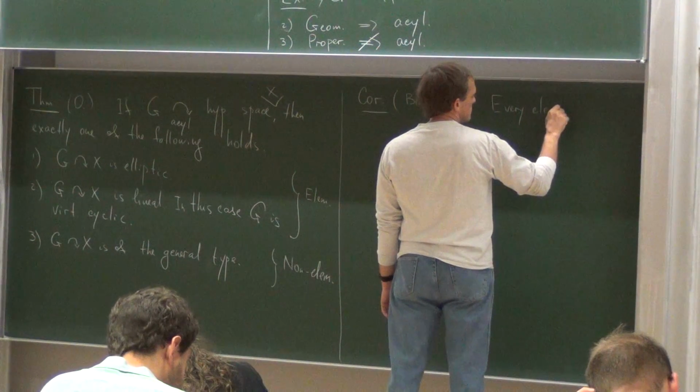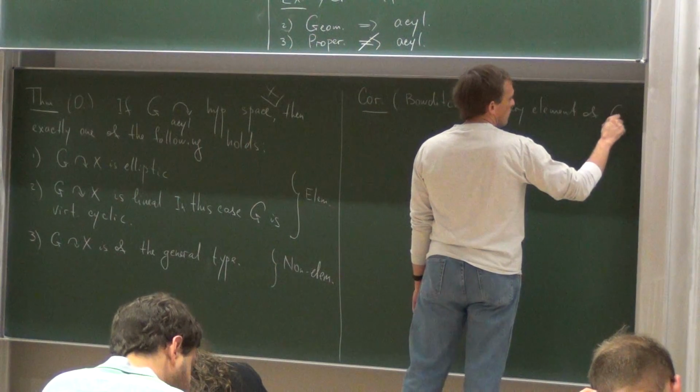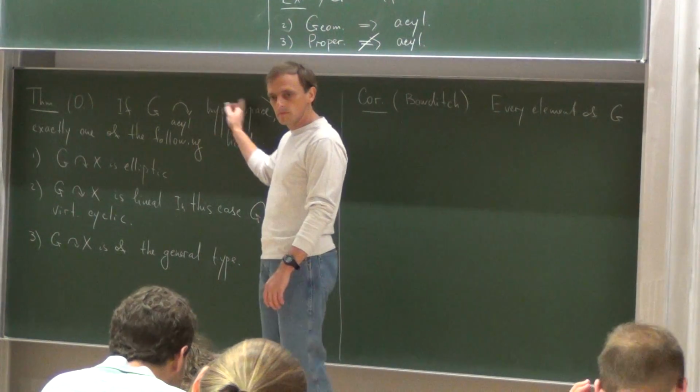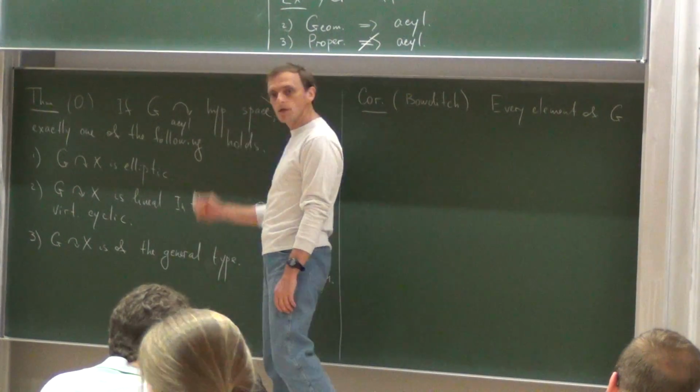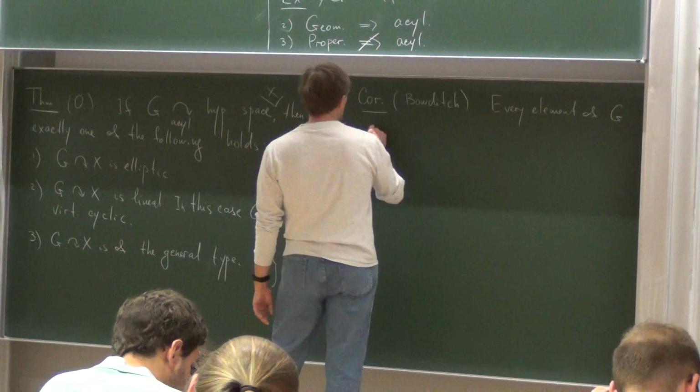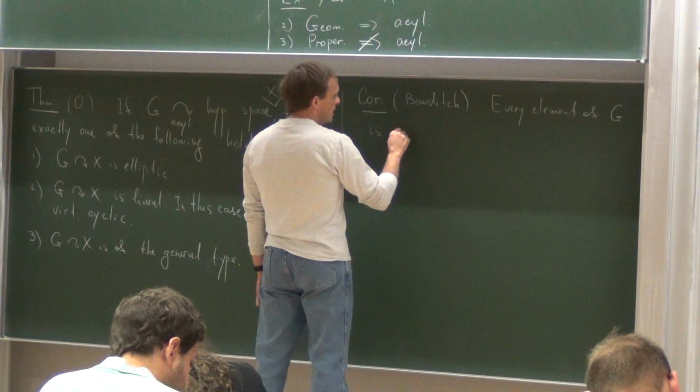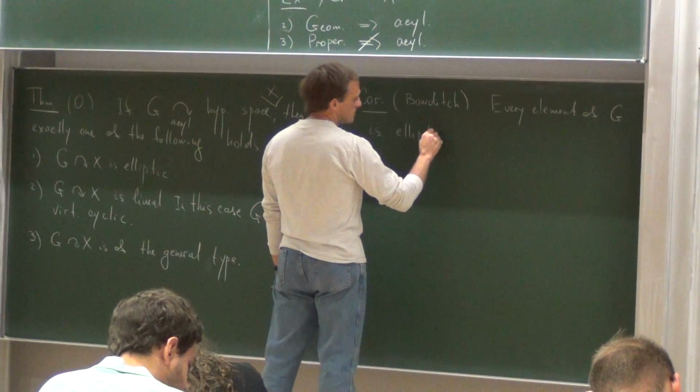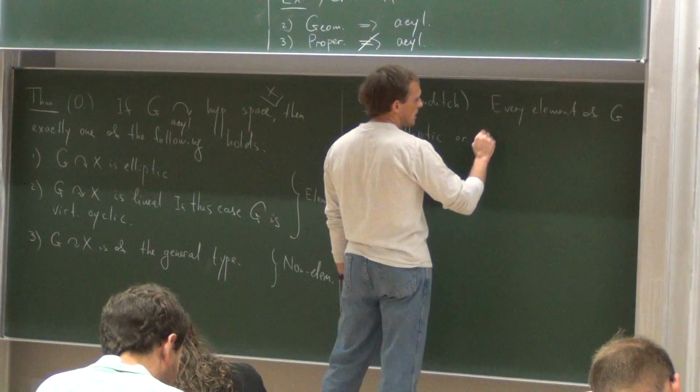perimeter of G, and I assume the same assumptions. So G acts asymmetrically on a hyperbolic space, is either elliptic or hyperbolic.